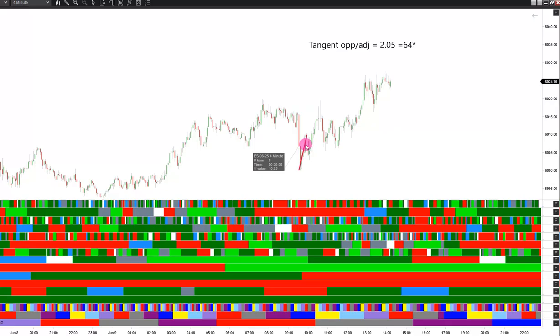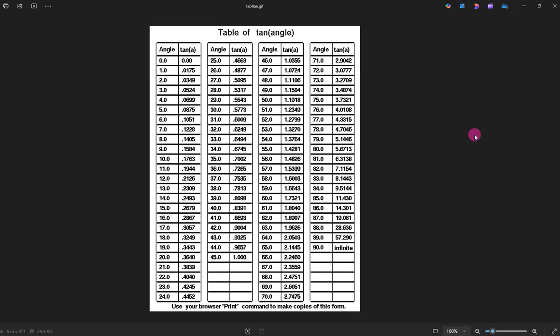angle is. So I can plug in the angle, or plug in the tangent in a calculator to get the angle, or I can use an online trig calculator or tangent calculator. You can find these all over the web. But I'm going to bring in a tangent table just to show it. So here's a tangent table. A 2.05 tangent is a 64-degree angle. So what I'm looking at, that first initial swing is a 64-degree angle.